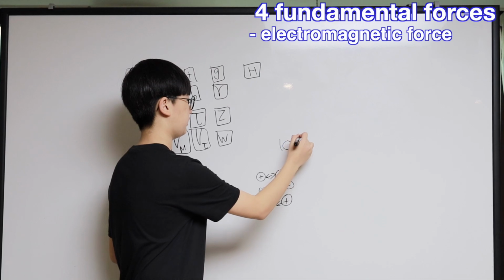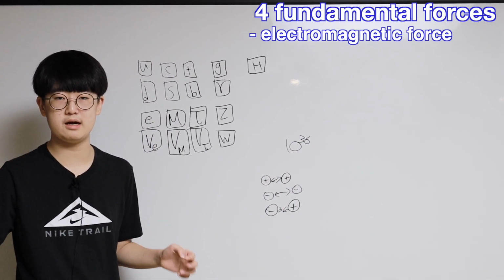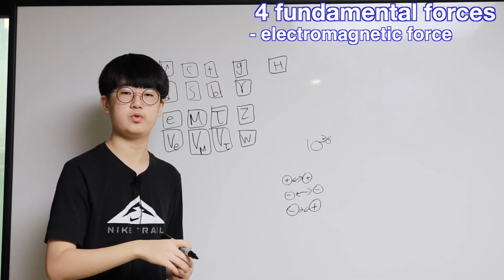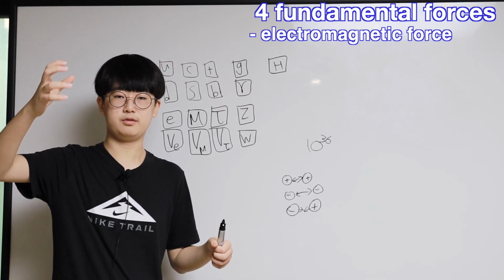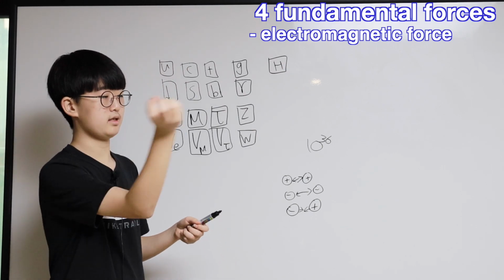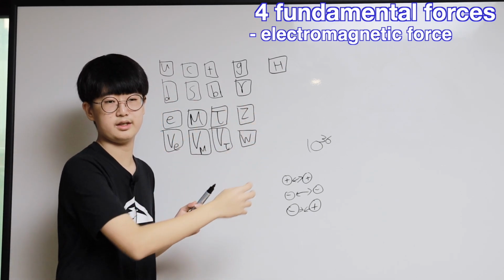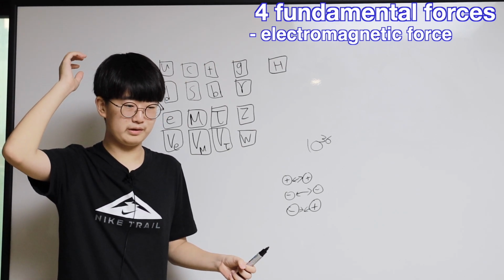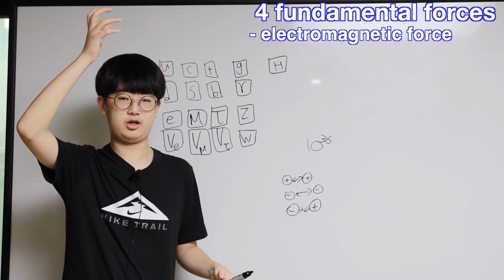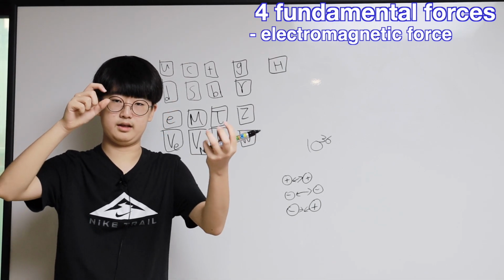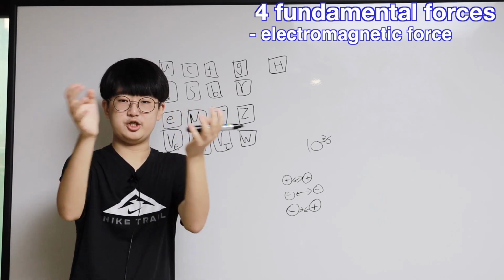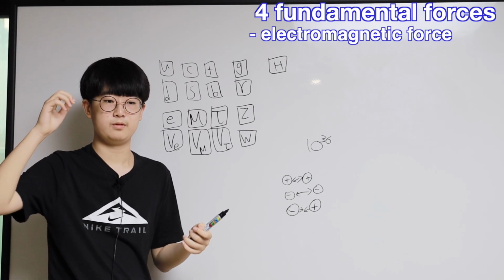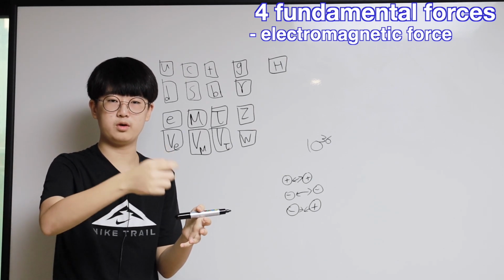10 to the power of 36 times more powerful than gravity. We can think of this one as when you rub a balloon on your head and stick it onto a wall. When you rub a balloon on your hair, the electrons get exchanged between the two, and then the balloon ends up with more electrons.